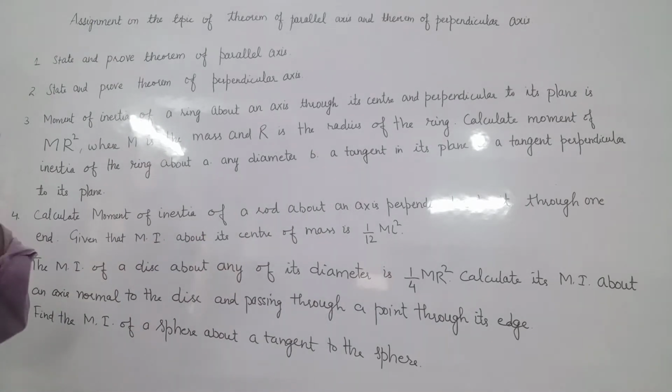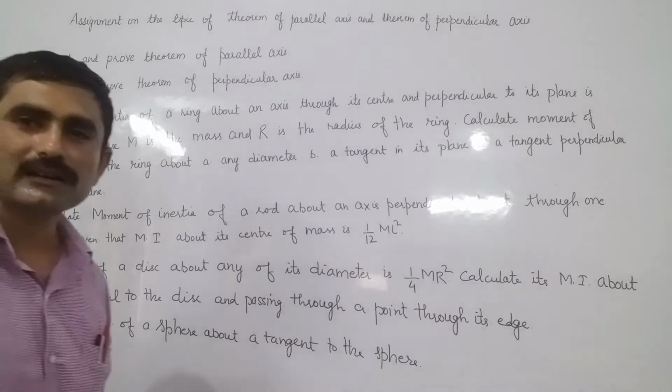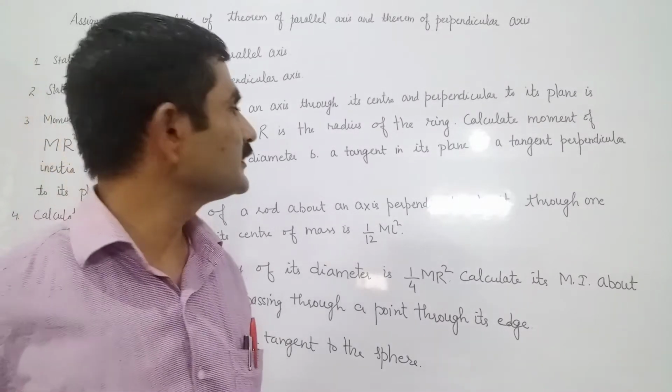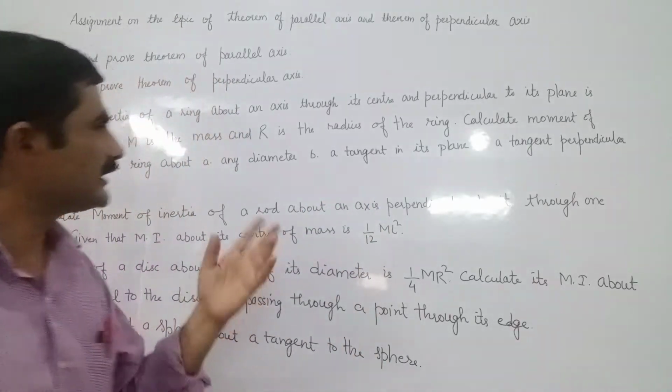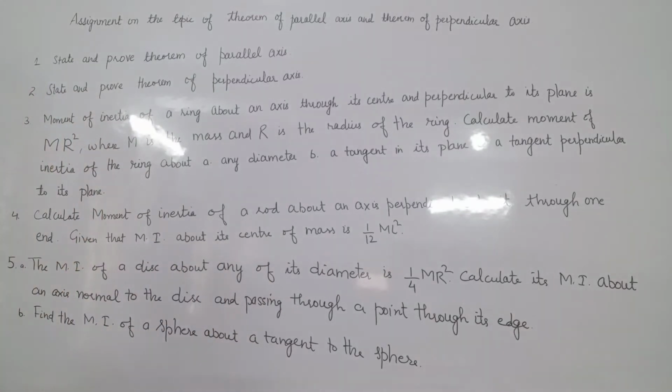Here, you have to make use of the knowledge gained from the previous two videos, and the use of both the theorem of perpendicular axis as well as theorem of parallel axis will be there. The third question, third part: a tangent perpendicular to its plane. Again, you will have to make use of theorem of parallel axis. The fourth question: calculate moment of inertia of a rod about an axis perpendicular to it through one end.